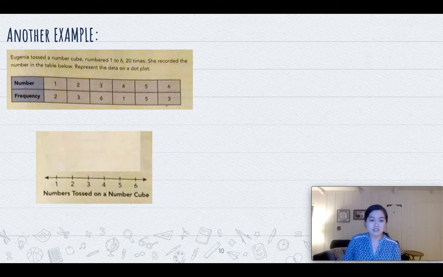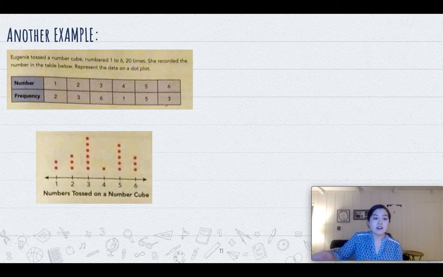Numbers tossed on a number cube. I think that just means numbers that appeared after she tossed the number cube. Okay, so let's take a look. Okay, so here, yeah, we see number one.